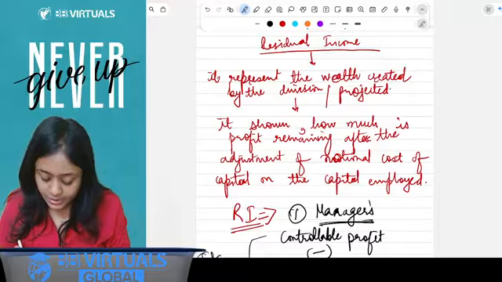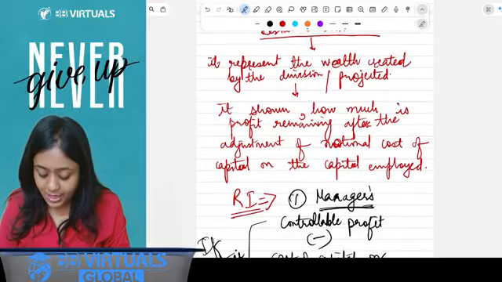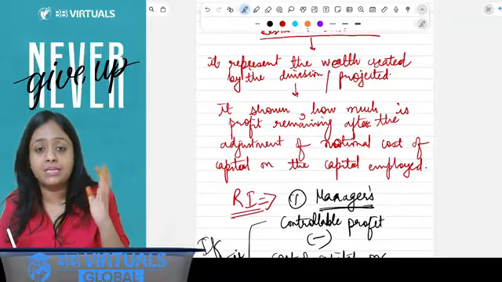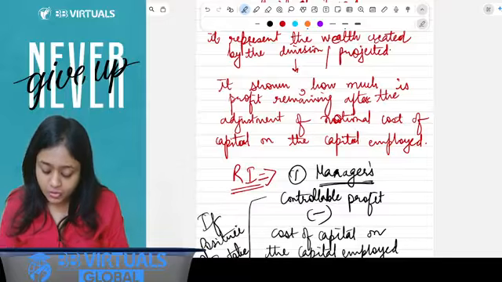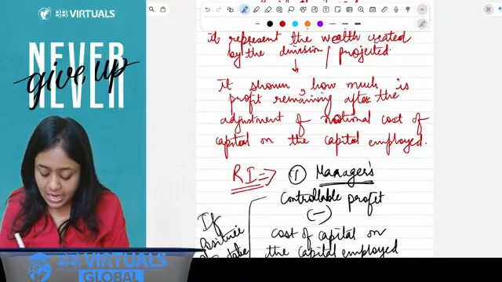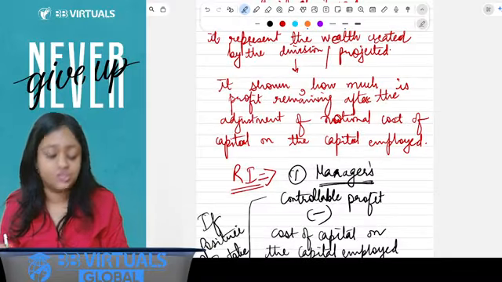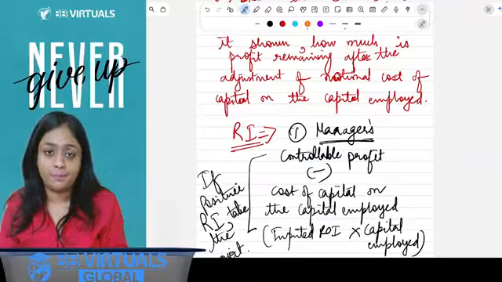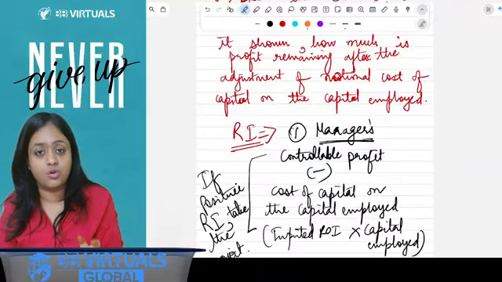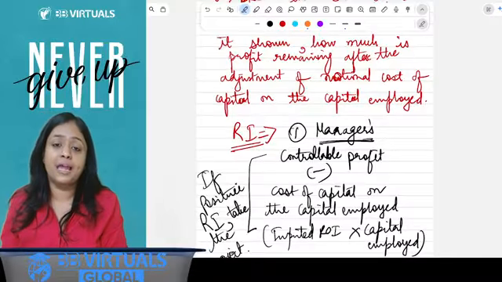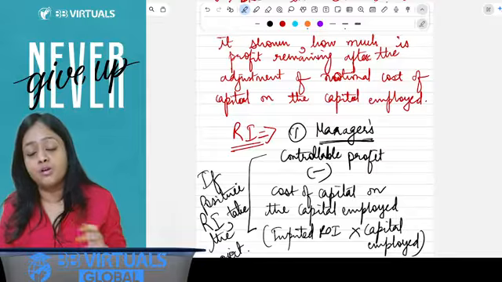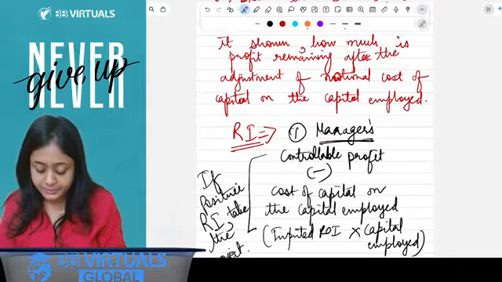So now, what is RI? It represents the wealth created by the division, and the projected wealth for the division. It shows how much profit remains after the adjustment of notional cost of capital on the capital employed. By notional cost of capital, we take the market driven cost of capital, apply it on capital employed, and reduce it from the operating profit of the entity.